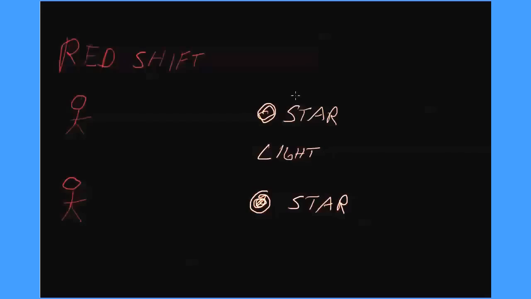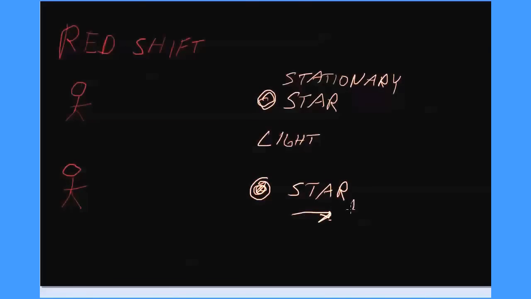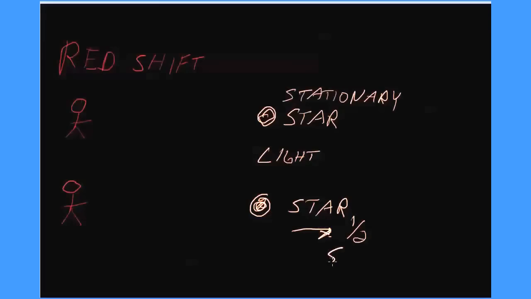So let's say this one is stationary, this star. Stationary. And let's say this star is moving away at 1/2 the speed of light.